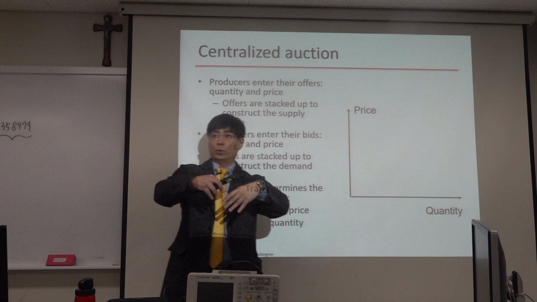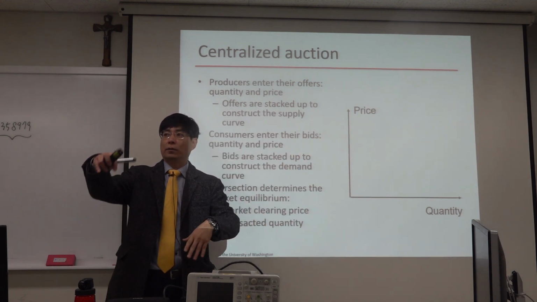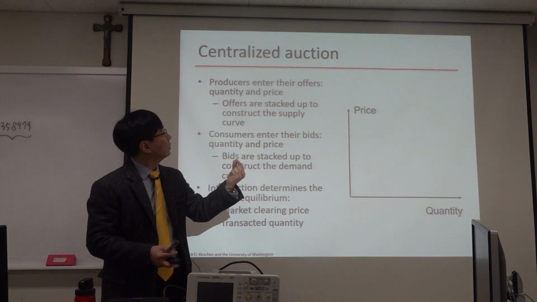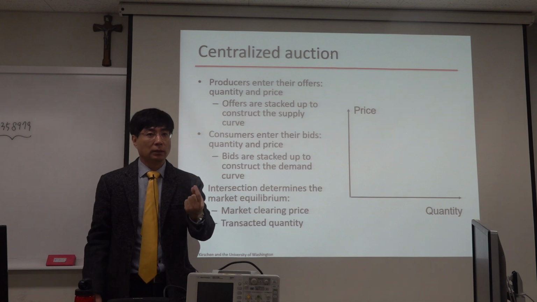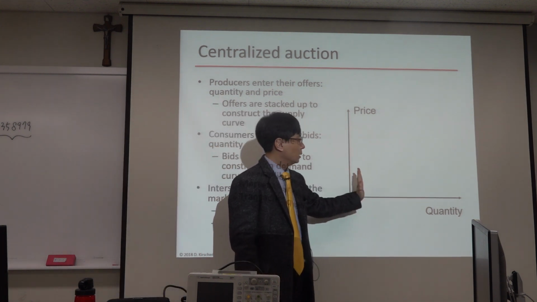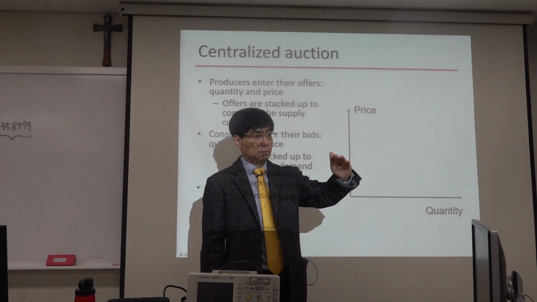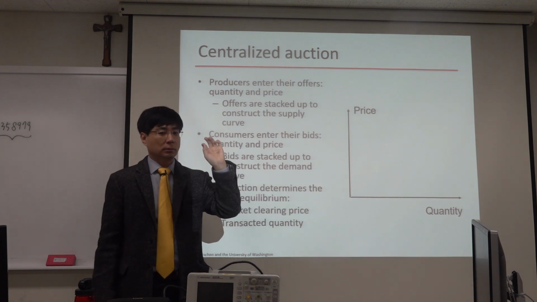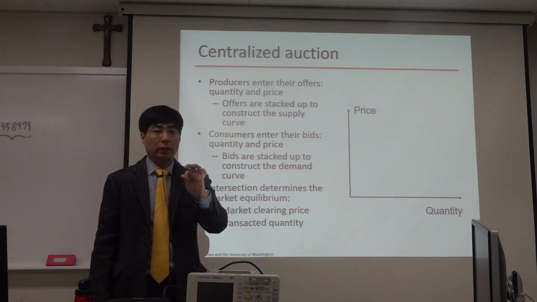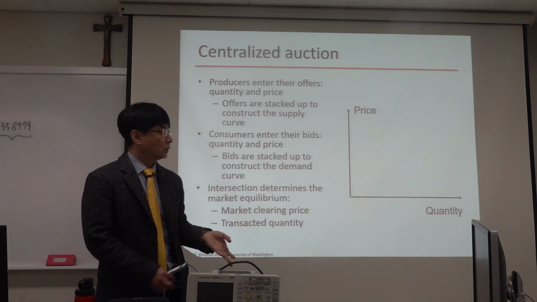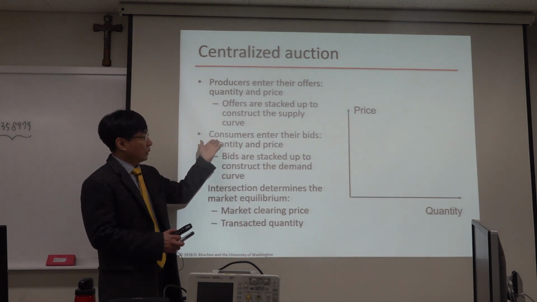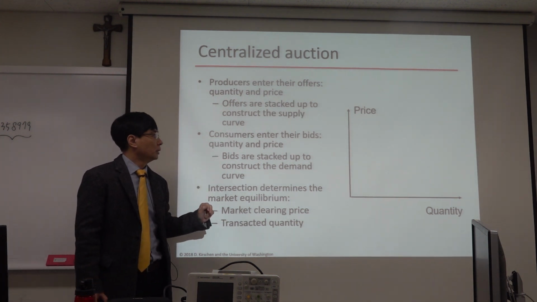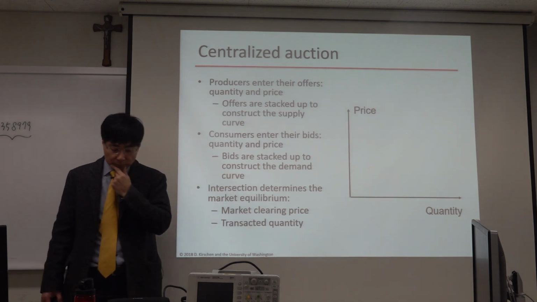So suppose that we have 5 sellers and 4 buyers, and each seller can submit their price and quantity to sell. I can sell at this price this much quantity. You can sell with this price and this much quantity. Each producer can have different price and quantity offers because they have different producing conditions. Similarly, consumers can enter their bids, again, quantity and price. And these bids are stacked up to construct the demand curve.